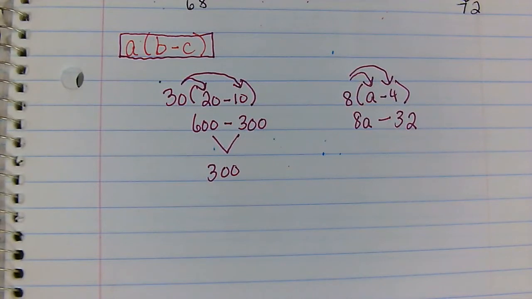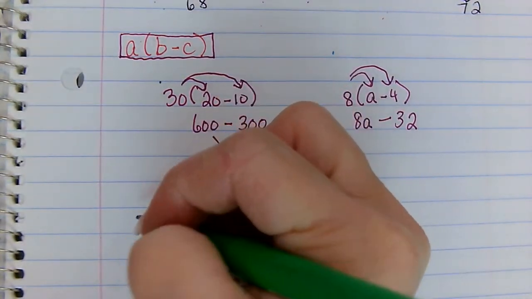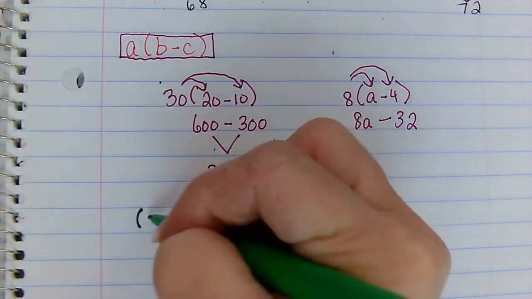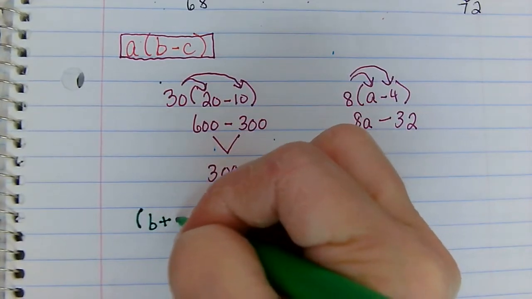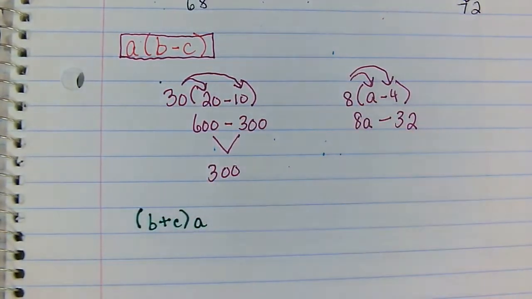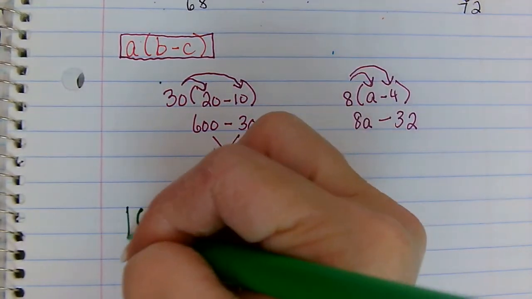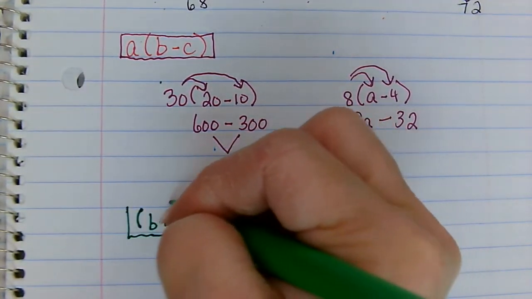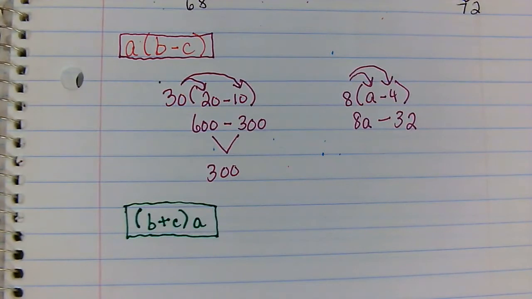Let's look at this one. If I were to put in parentheses first, B plus C and A on the outside, we can still do the distributive property, okay? It's still going to take the number on the outside or variable on the outside, multiply by everything on the inside.